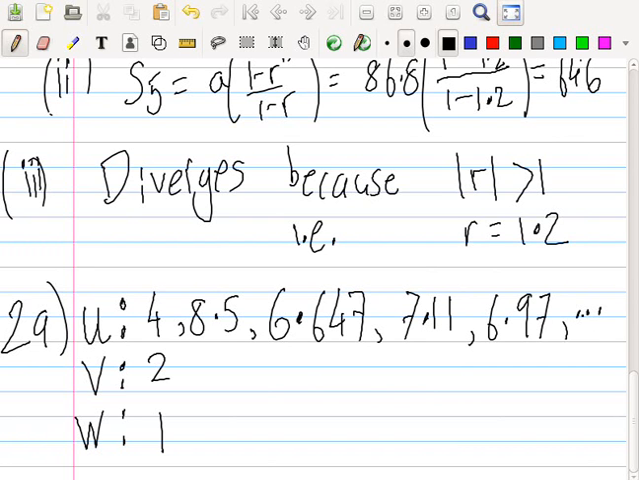So looking at that, which do you think? Convergent, divergent, or periodic? It's looking like it's convergent, yeah.